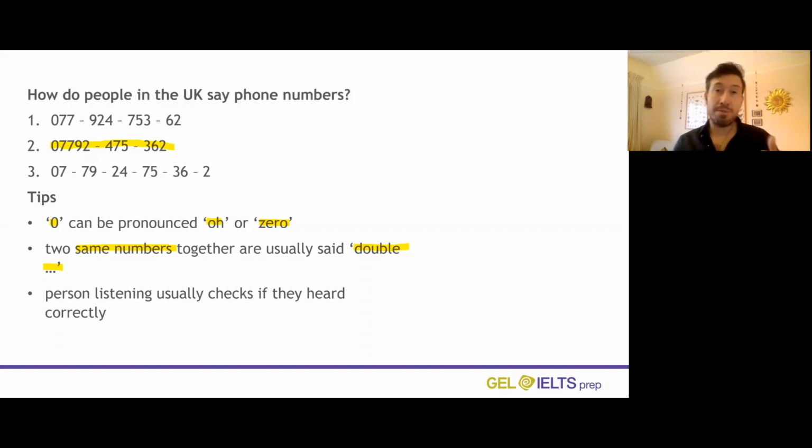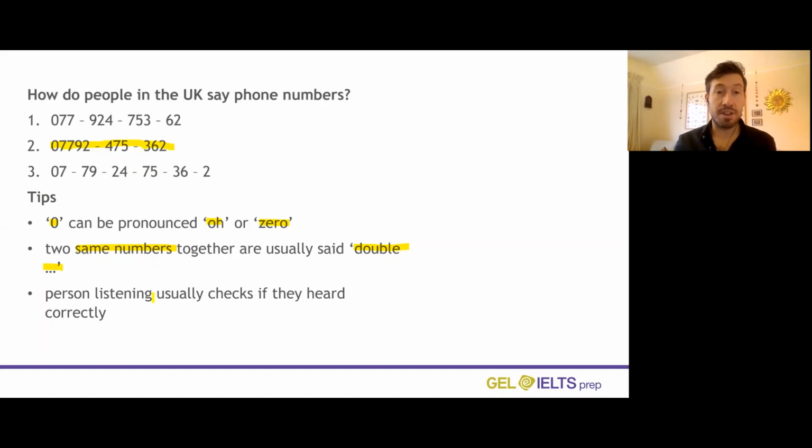And then what happens in a conversation is that if I tell you my phone number, usually you will repeat the phone number back to me to check that you understood it. So if I said, oh, my phone number is 07792 475 362, then you could say back to me, 07792 475 462, and then I can correct you if you made a mistake. So I can go, no, it's 362, not 462.